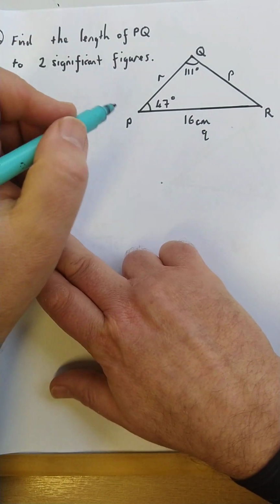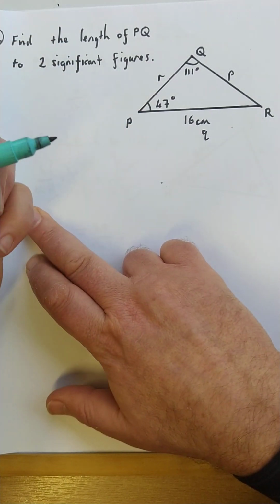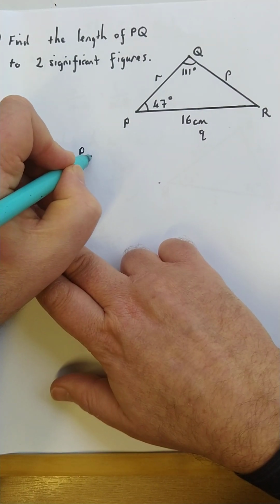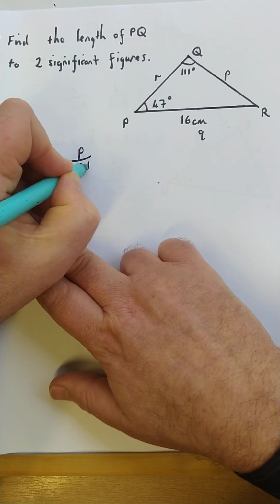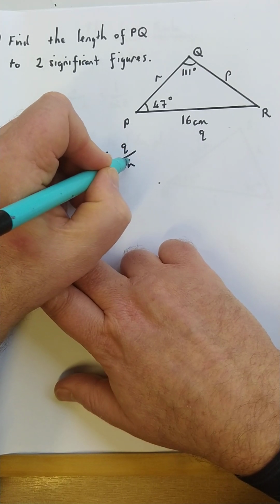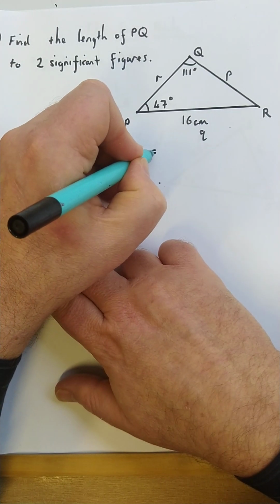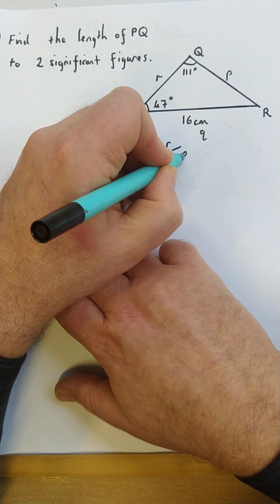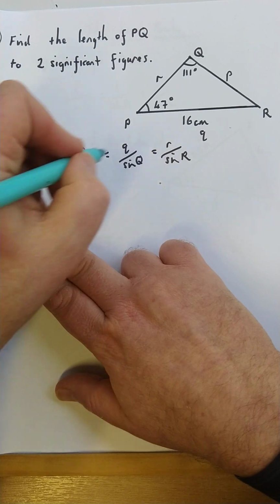I'll write down my rule. Instead of with A, B, and C, which is on the formula sheet, I'll use my P, Q, and R. P over sine P equals Q over sine Q equals R over sine of angle R. Again, don't mix up your small letters and capitals.